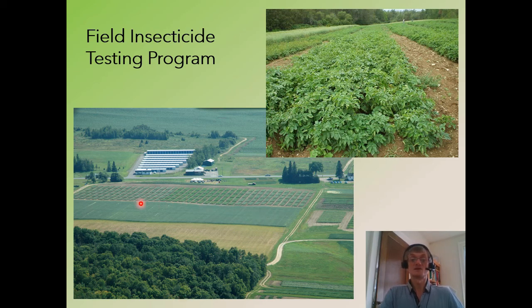So here is an aerial photo. You can see lots of small plots. Those are potatoes. Here you can see a close-up of one of the plots. And we apply chemicals and we collect data to see what those chemicals actually do.